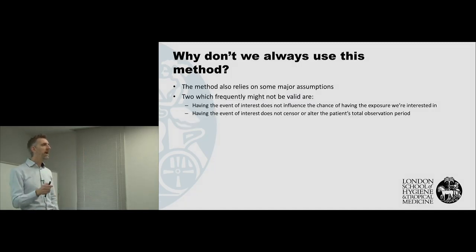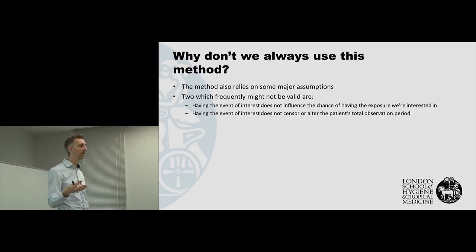There are also some major assumptions, which we started to talk about in Massao's session earlier today. We have to make these assumptions to do the study, but we need to think about whether they're reasonable. Two which might not be valid are, first of all, that having the outcome of interest doesn't influence the chance of being exposed to the drug again in the future. And I'm going to illustrate that in a second with a diagram.